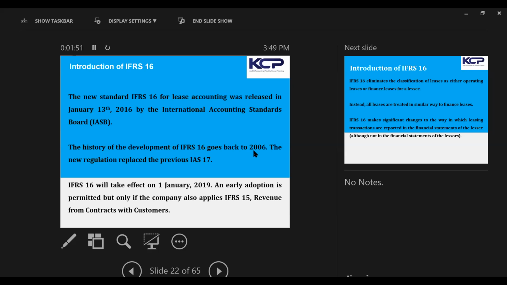Do you understand? But there is a caveat there: if I choose to adopt IFRS 16 for a period earlier than 2019, early adoption is permitted, but only if the company applies IFRS 15. We will be talking about IFRS 15 much later on. That's on revenue, so ensuring that the performance obligations have been fulfilled.